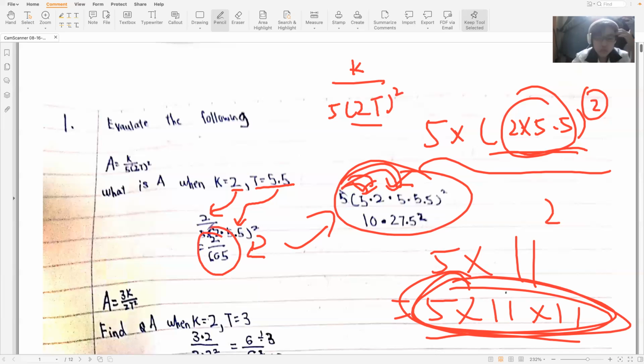Therefore, you have 2 divided by 605. What's the answer? Is this the final answer? No. Why not? We still need to divide by the 2. Can you divide by 2?